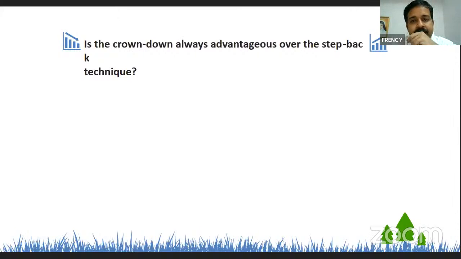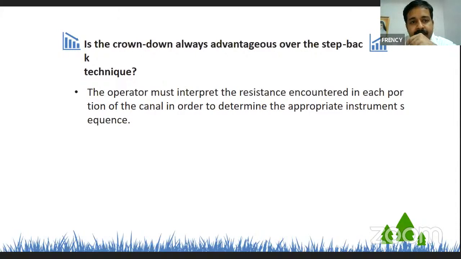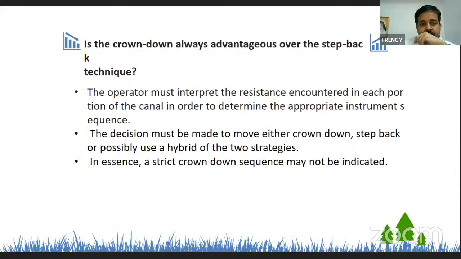Then, the crown down technique is always said to be advantageous over the step back technique. Many textbooks or operators say that we should always use the crown down technique, but it is not always like that. The operator must interpret the resistance encountered in each portion of the canal in order to determine the appropriate instrument sequence. And it is always preferable to go for a hybrid technique rather than sticking to one technique.